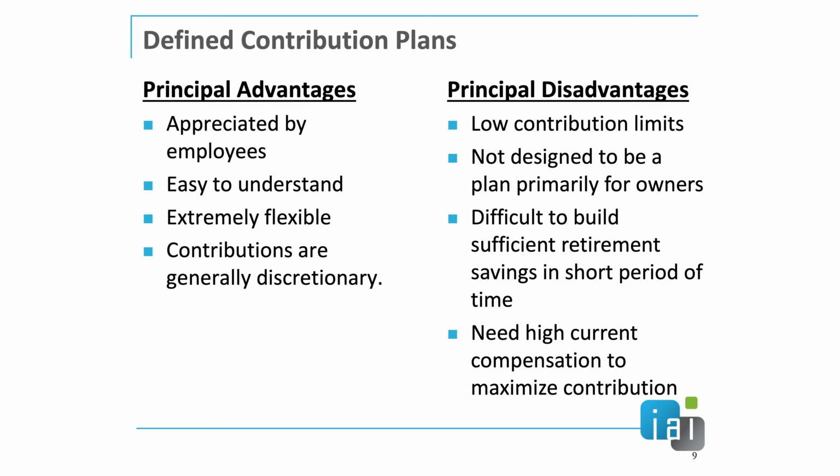Okay, now I want to go through a bit about the advantages and disadvantages of each type of plan. Now, for a DC plan, the principal advantages are they're appreciated by employees, easy to understand, extremely flexible, and contributions are generally discretionary. The principal disadvantages: the low contribution limits, they're not designed to be a plan primarily for owners, it's difficult to build sufficient retirement plan savings in a short period of time, and you need high current compensation to maximize the contribution.